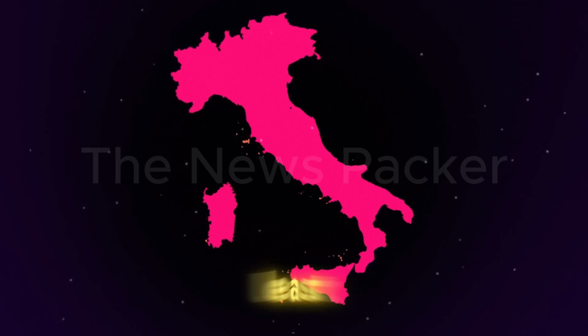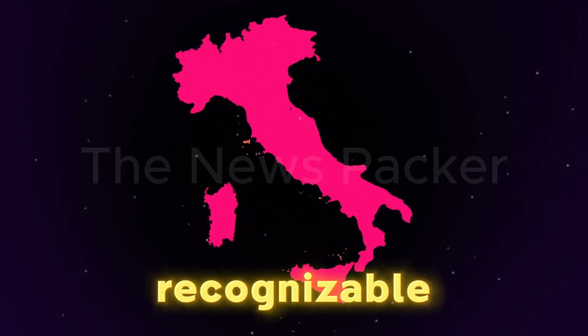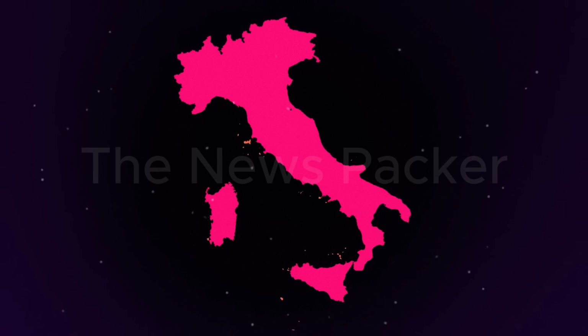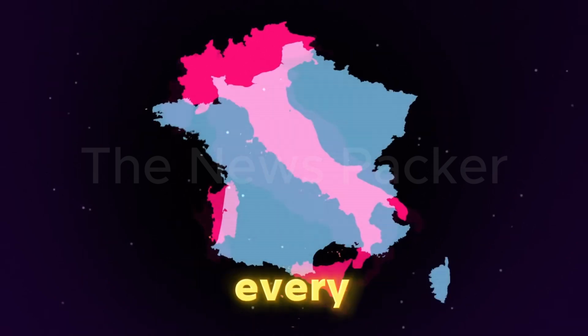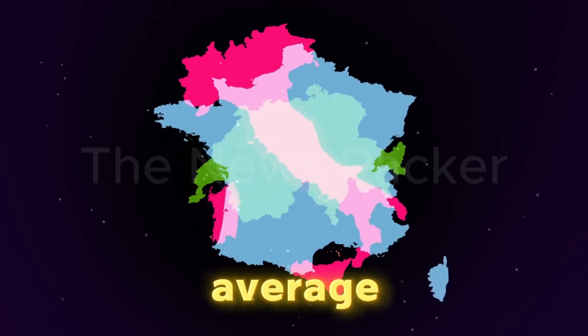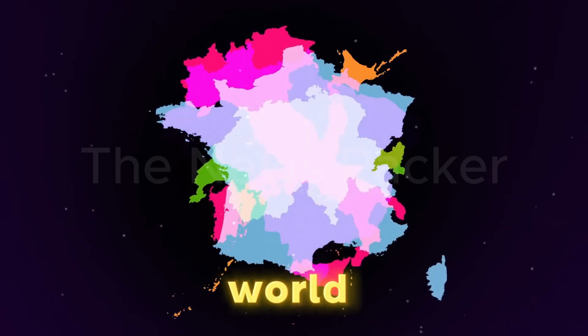This is Italy, or at least the shape of it, one of the most recognizable country shapes. But what if we had a bit of France in it and a touch of Switzerland and every other country? What is the average shape of all the countries in the world?